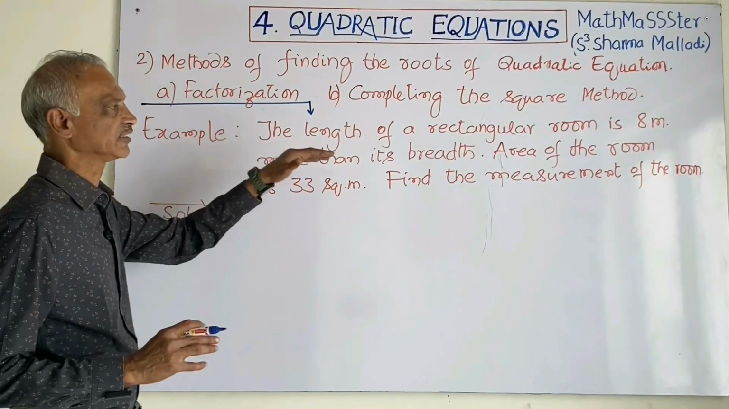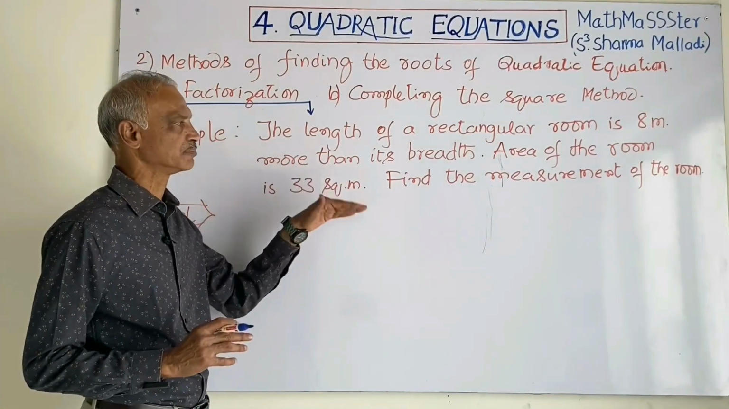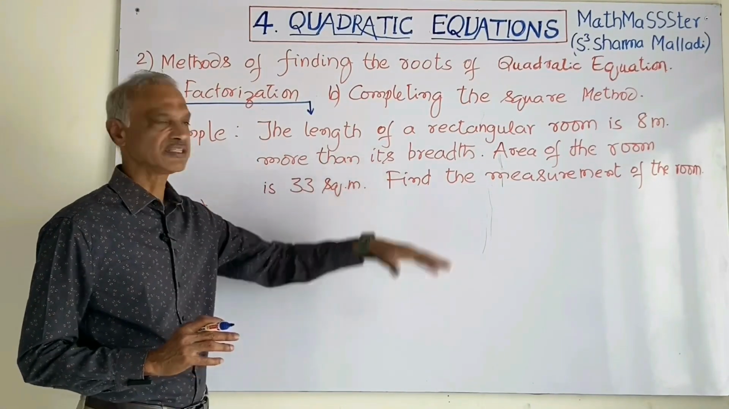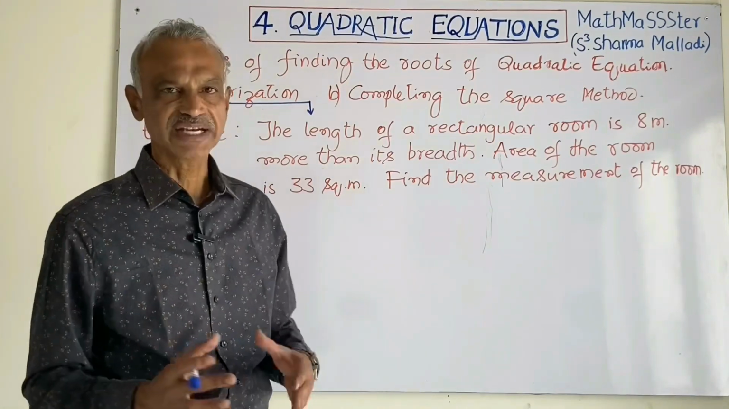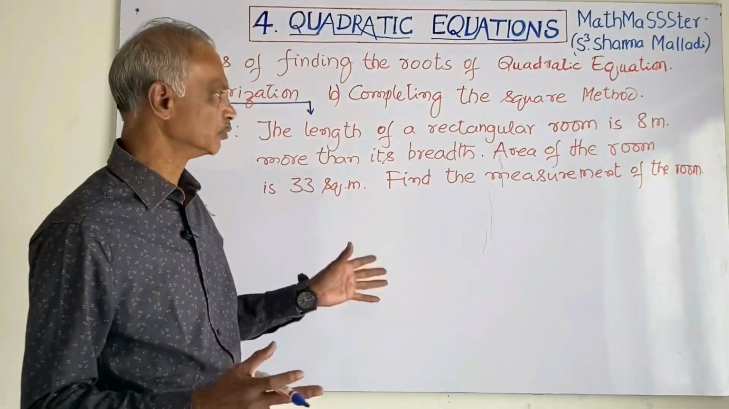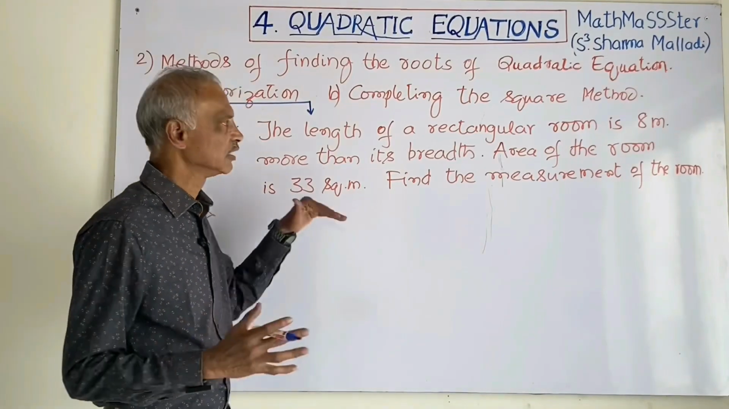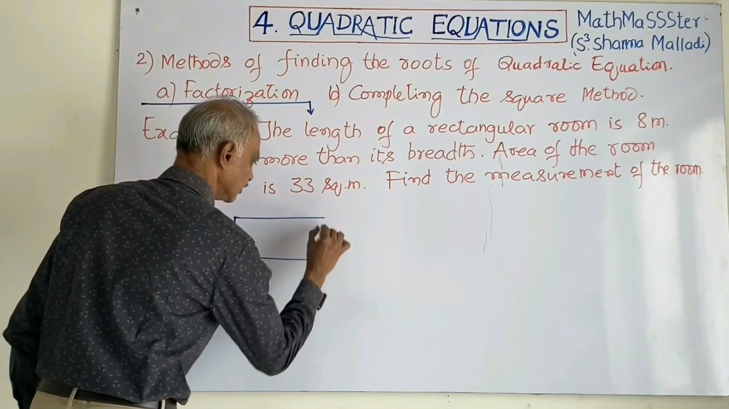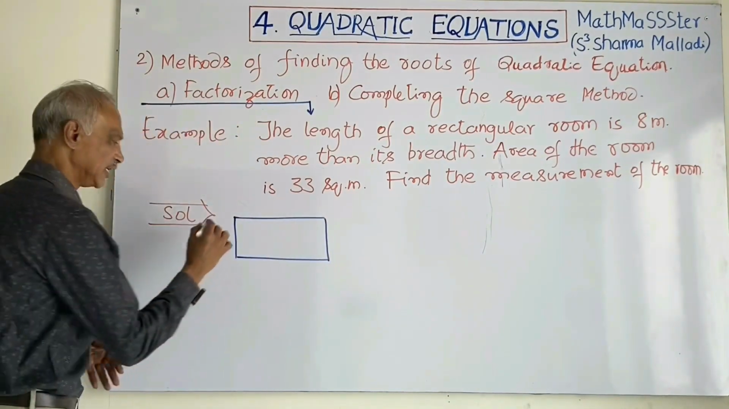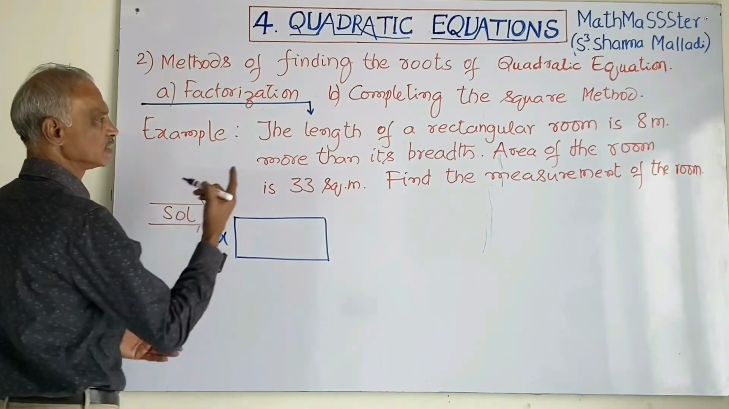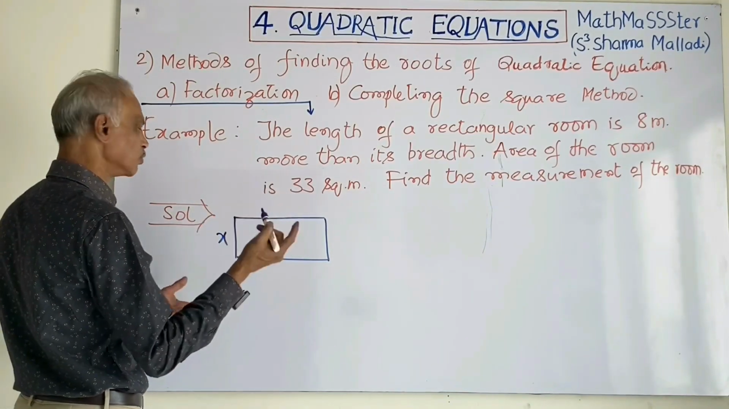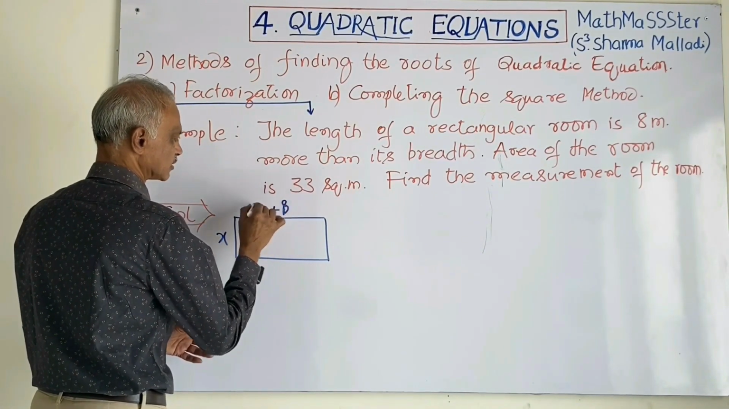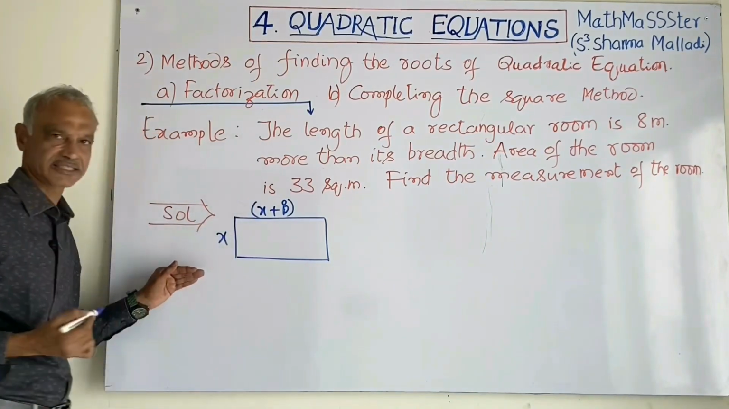See, the length of a rectangular room is 8 meters more than its breadth. The area of the room is 33 square meters. Then we have to find the measurement of the room. Means as it is a rectangular room, we have to find the length and breadth of that room. Now you draw a rectangular room. What is the breadth? Let the breadth be x. And what is the length? The length of the rectangular room is 8 more, means if it is x, it will be x plus 8 meters. This is x plus 8 meters and this is x.